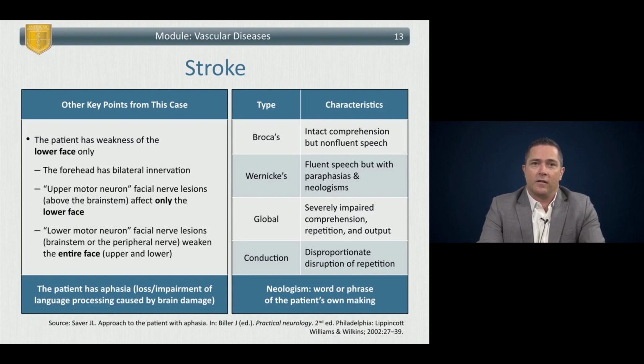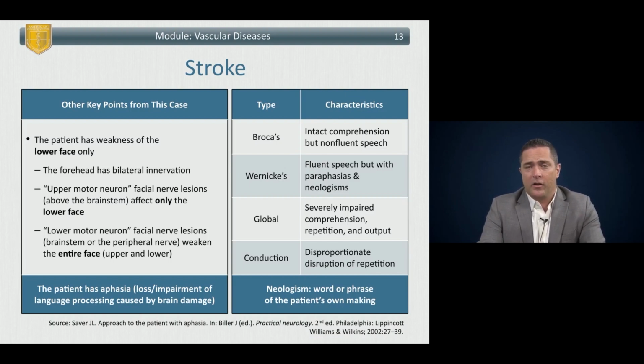If the entire face is involved, that indicates there's a problem with the seventh nerve, which could be on the basis of a stroke, but more likely is a peripheral nervous system disorder. This patient also has evidence of aphasia. He has a significant language problem. He doesn't answer questions. There's a number of ways to define aphasia. I think the most important thing is simply recognizing a patient with a language problem, the inability to understand language or reproduce language, is likely aphasic.